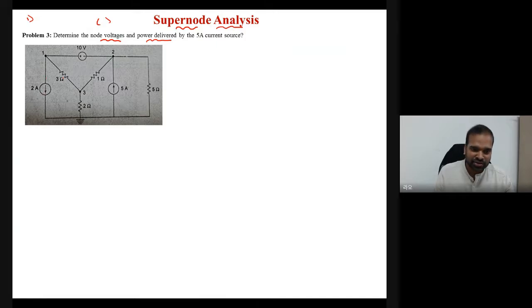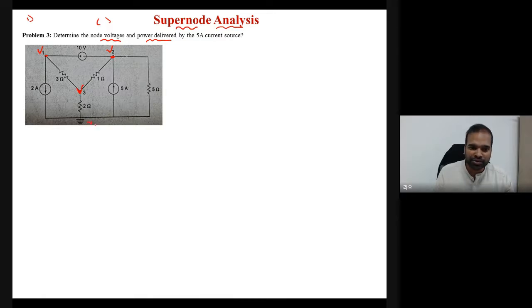For this current source, a 3 ohm resistor and the 10 volt voltage source are connected here. Therefore, this is our node 1. Now here, node 2: the 10 volt source, 1 ohm, 5 ampere current source and 5 ohm resistor are connected here, and therefore this is our node V2. Now here 3 ohm, 1 ohm and 2 ohm are connected, therefore this is our node V3. So you can consider this is V1, this is V2, and this is V3.